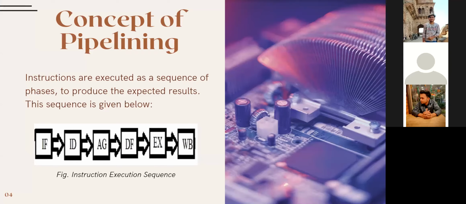To understand the concept of pipelining, let us look at the root level of how a program is executed. An instruction is the smallest execution packet of a program. Each instruction contains one or more operations. A simple scalar processor executes one or more instructions per clock cycle, with each instruction containing only one operation. Instructions are executed as a sequence of phases to produce the expected result. The sequence is given below.